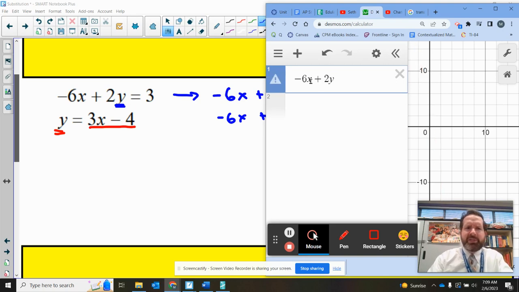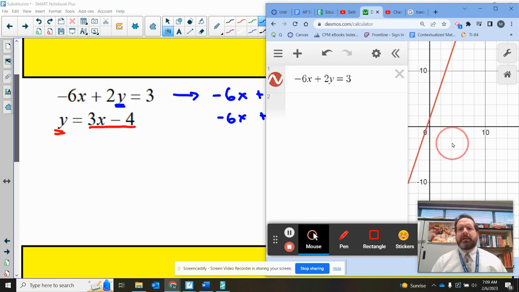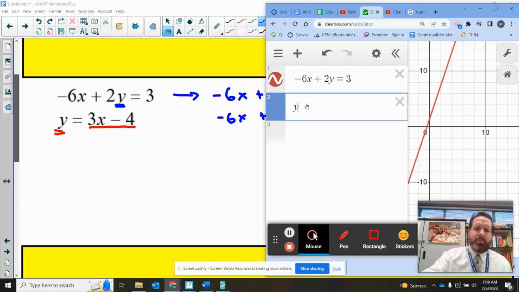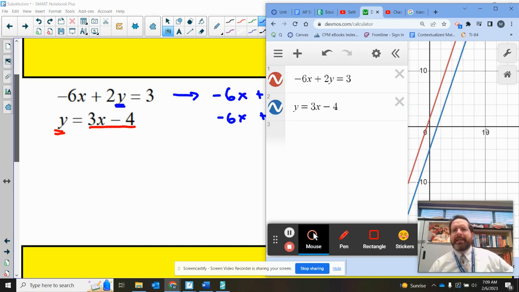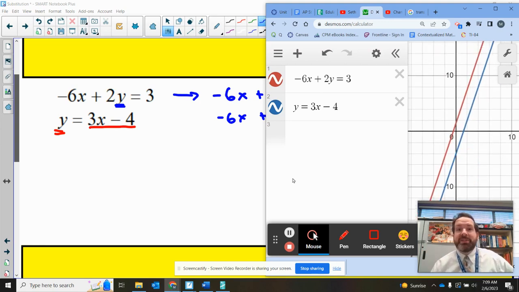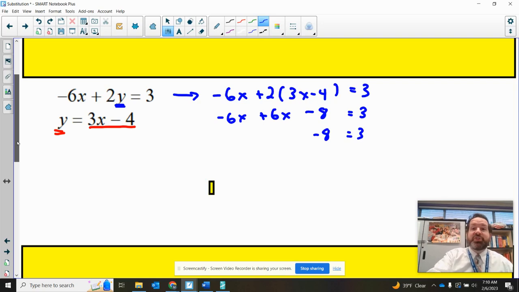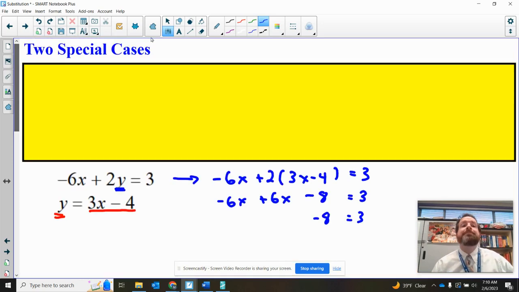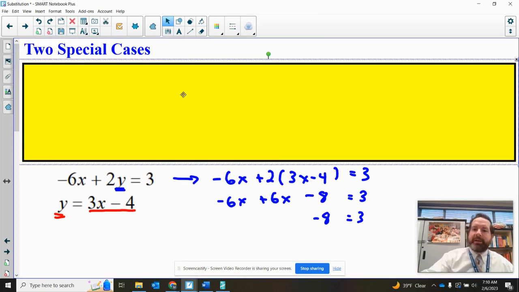Here's my top equation, -6x plus 2y equals 3. And now my bottom equation, y equals 3x minus 4. This is what's happening. The reason I got an equation that didn't make any sense is because this system has no solution. That's two parallel lines. They never cross each other. These systems don't share a solution. That's special case number 1.